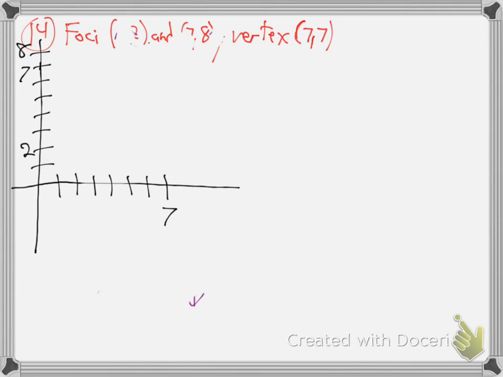Let's try again. Okay, so the foci are, what were they, 7, 2, and 7, 8? Yeah, that's not the center. So 7, 2, 7, 8, and here's a vertex. So this is 7, 8, 7, 2. They're both foci, and this is a vertex at 7, 7. Okay, good. Those are foci.